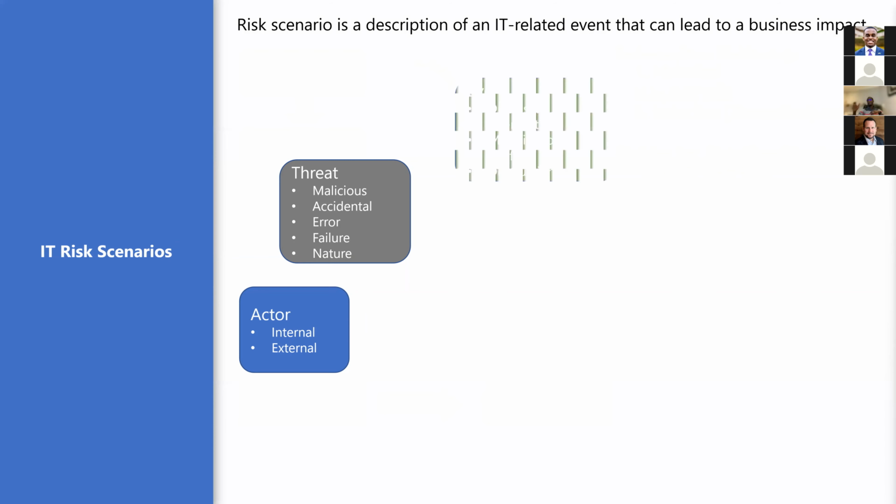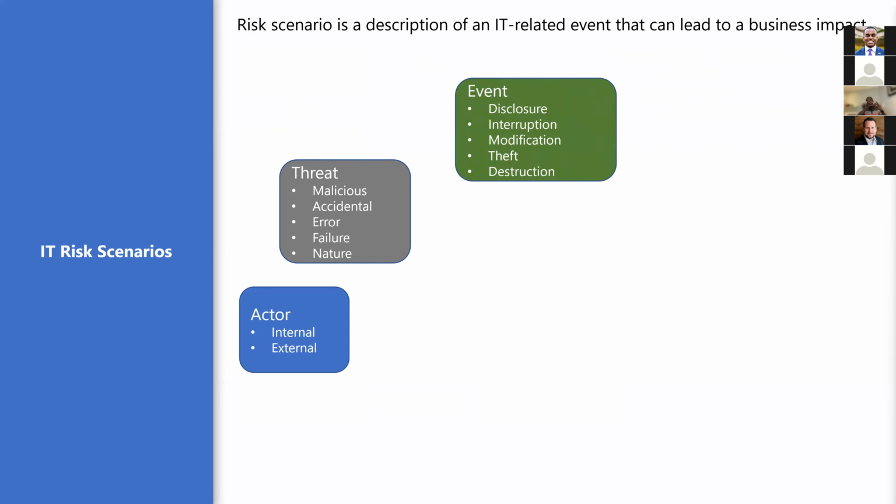Events. What kind of event will happen? Disclosure, interruption, right? An example of interruption is when a ransomware attack is happening. When data is stolen and spilled, that's a form of disclosure. Impacting integrity or changing a web page, that's a form of modification.